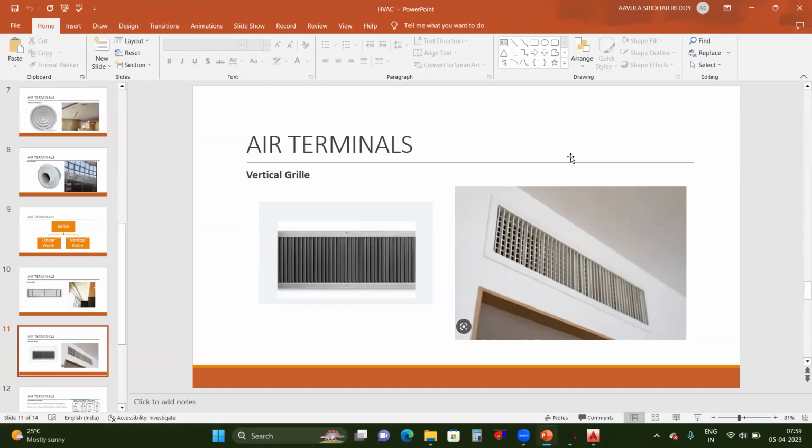You can see this is the door. On top of the door, at the back side, they have placed the fan coil unit and connected it with this vertical grill, so the air will be thrown inside the room. So it is used only for one room application. If we are using a small fan coil unit, we can connect this vertical grill, and we can also use it for central units, for ductable and packaged units also.